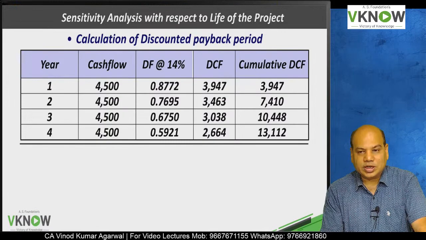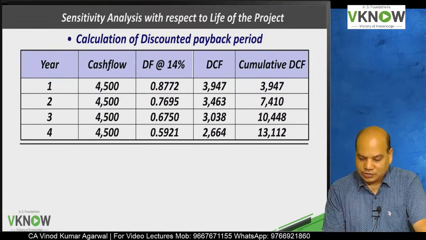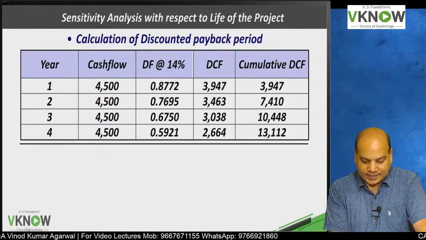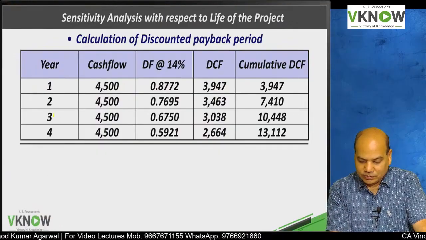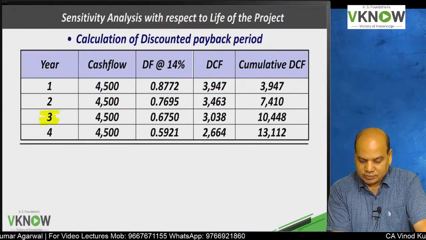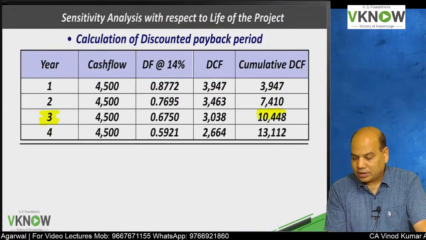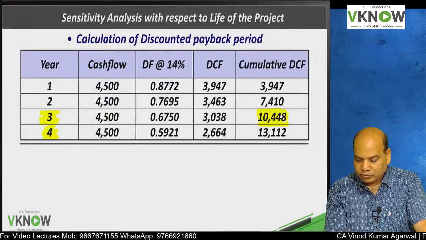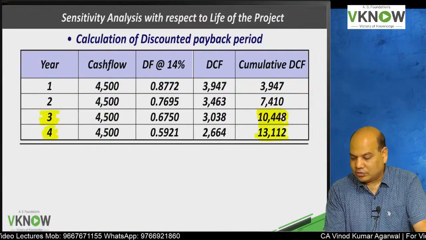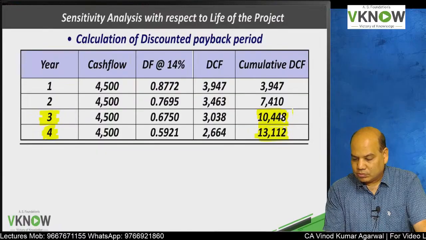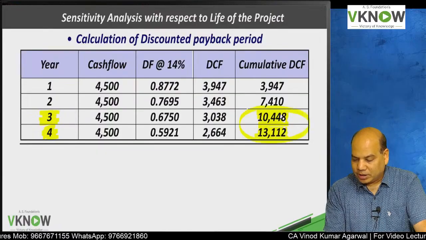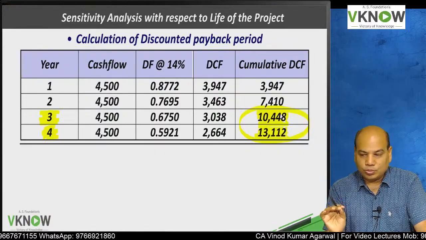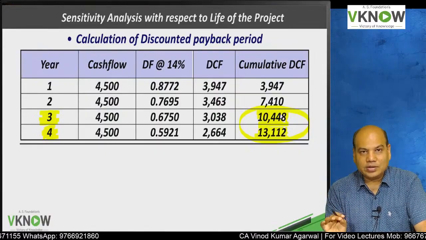Discounted payback period means the time required to recover the initial investment. Initial investment is 12,000 rupees. In 3 years we have recovered 10,448, and in the 4th year we have recovered 13,112, which means my discounted payback period is between 3 and 4 years, more than 3 but less than 4.